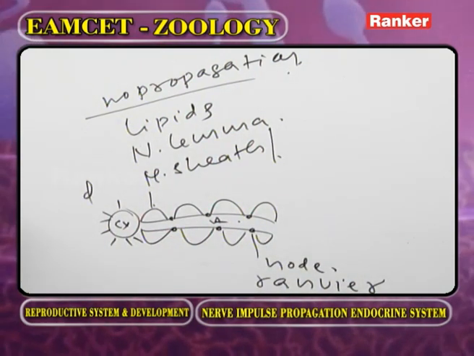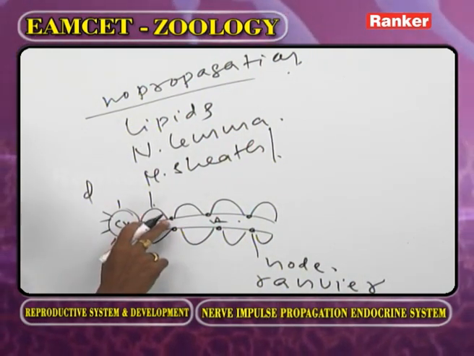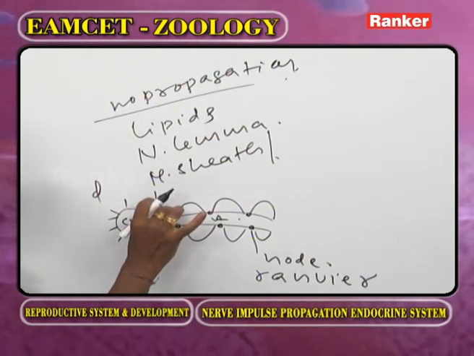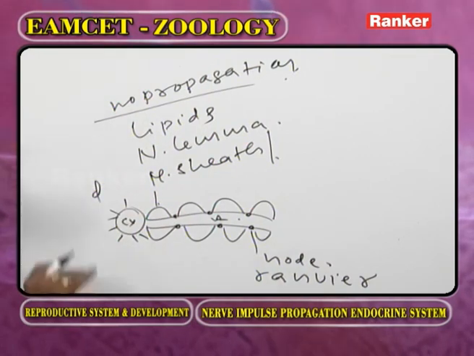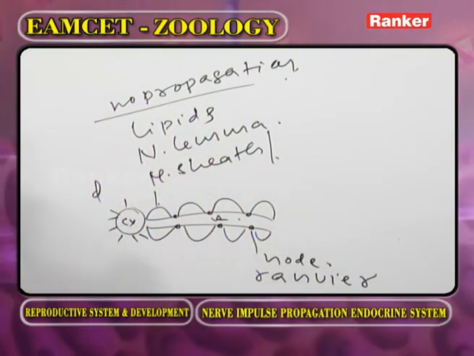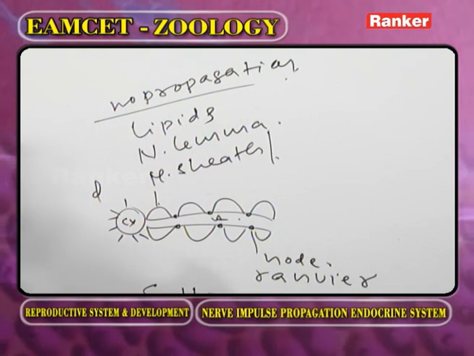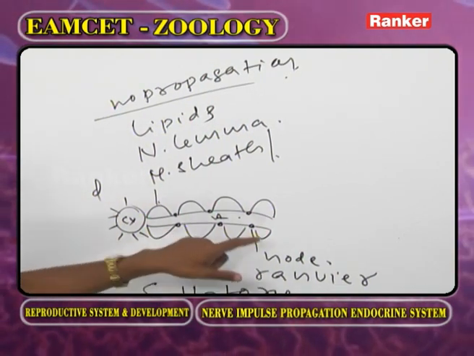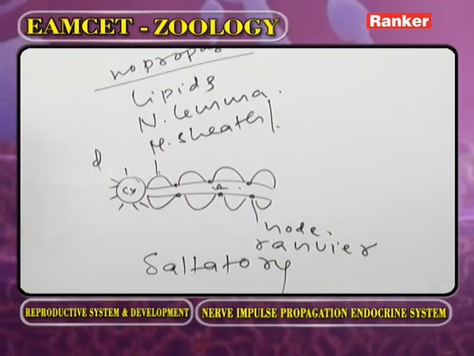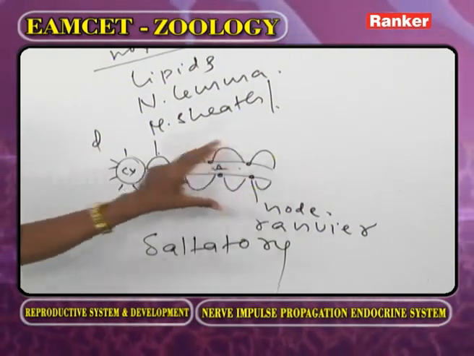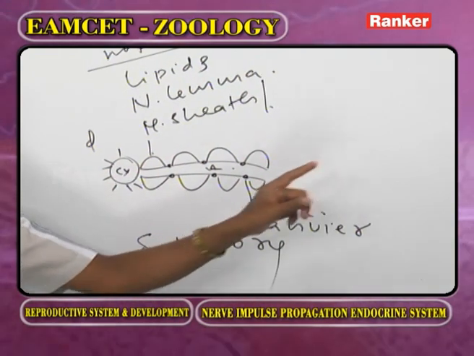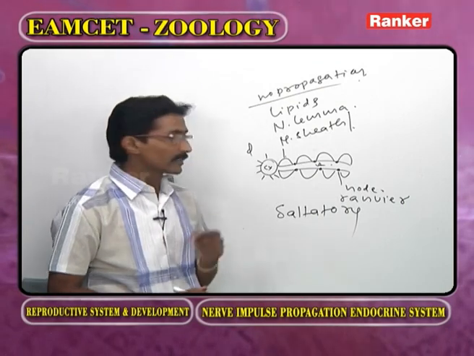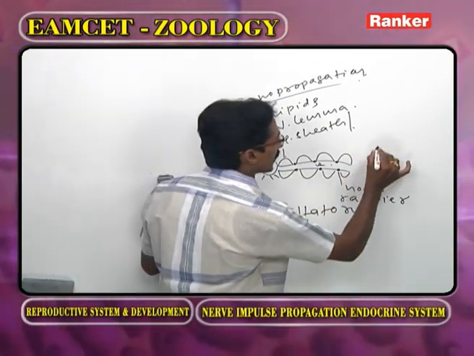So, in myelinated axons, the impulse jumps from one node to another node. Such type of jumping transmission is called saltatory. Because of the presence of Ranvier nodes in myelinated axons, the nerve impulse propagates faster than in the non-myelinated axon.